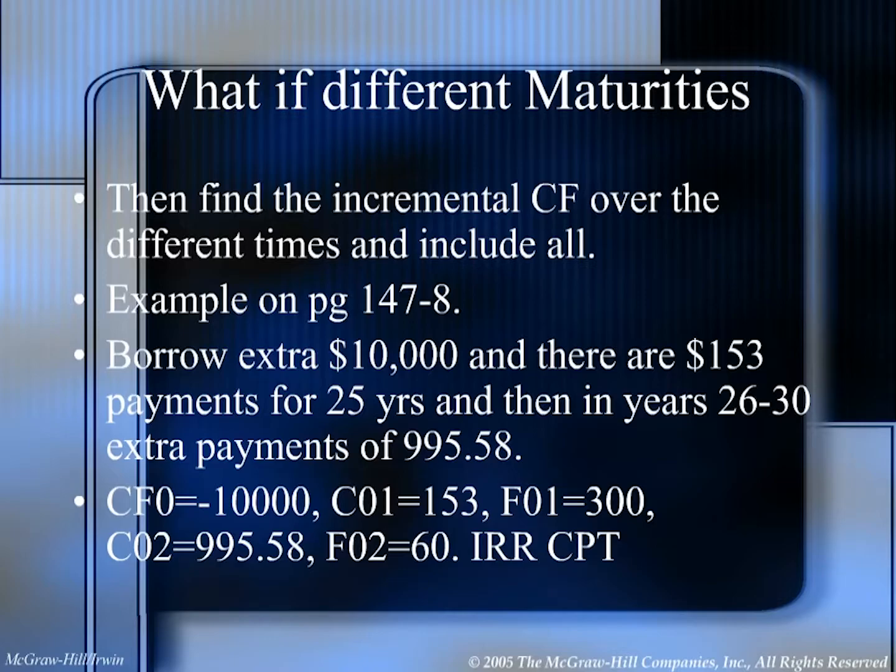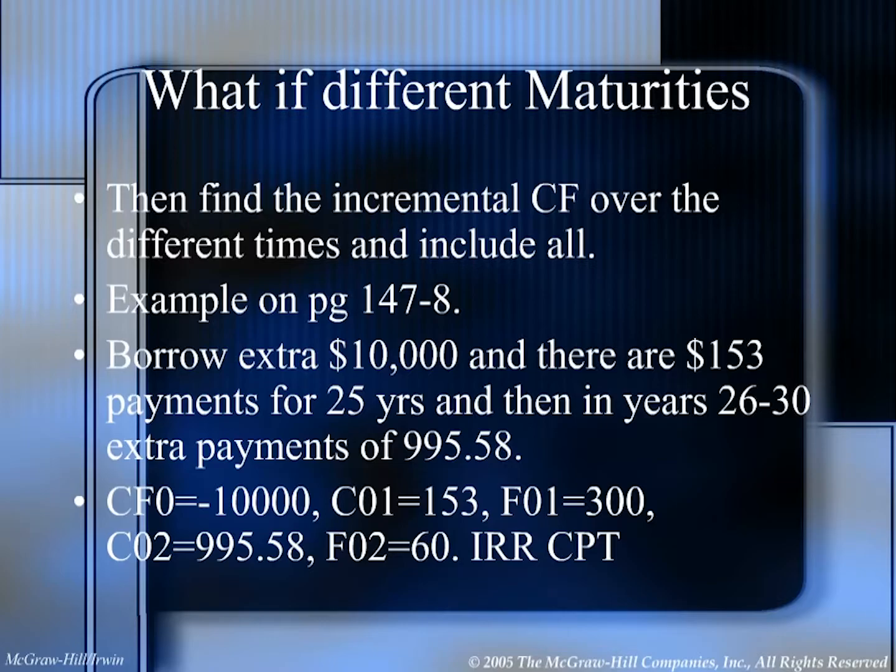So to calculate the IRR here, you should put in the extra amount that you're borrowing. Go to the cash flow functions and clear out all your cash flows again. The cash flow 0, the first cash flow, would be the $10,000 extra you're borrowing. That would be a negative. Then cash flow 1 would be the $153, and you would make 300 payments of those, so the frequency for that first cash flow is 300. Then for the last 60 payments, the last 5 years, only one of the loans has a cost. So that would just be that second cash flow, $995.58. Again, the frequency is 60. And then you'd hit IRR and compute, and it would give you the return.